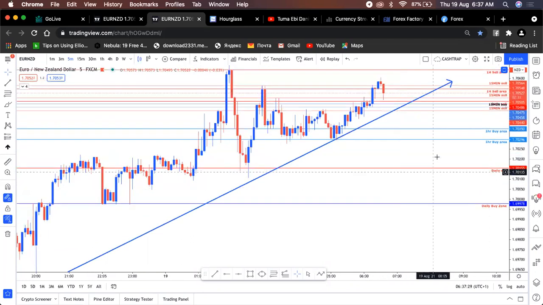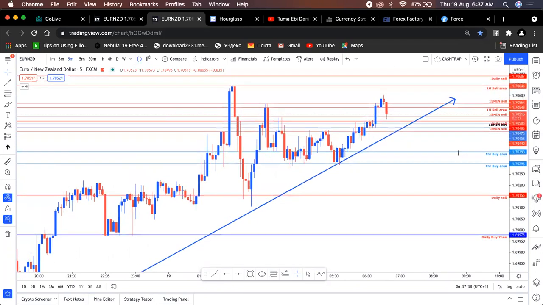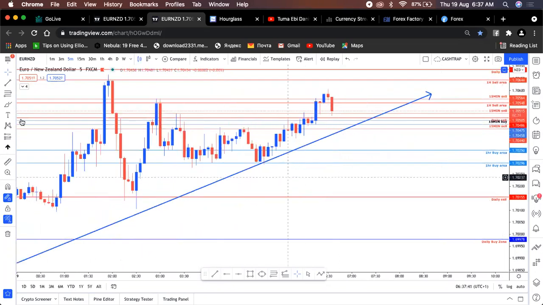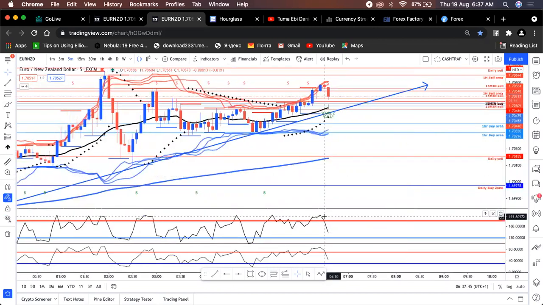Now, this is what happened. Cash trap also called the trade for itself. Now, if I want to buy, let me bring out cash trap. The time we entered the trade was on an oversold area. That is, RSI and stochastic were above red. So I have more reasons why I should take a sell.